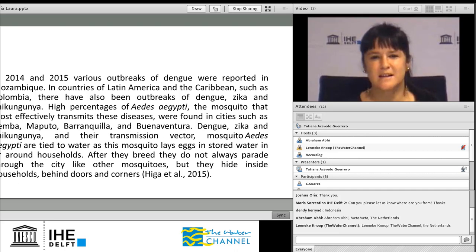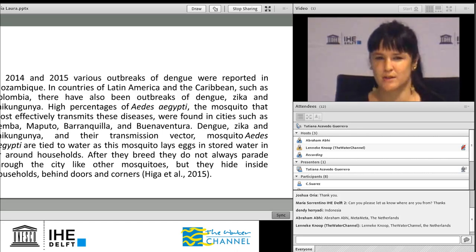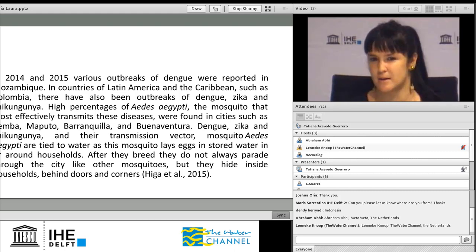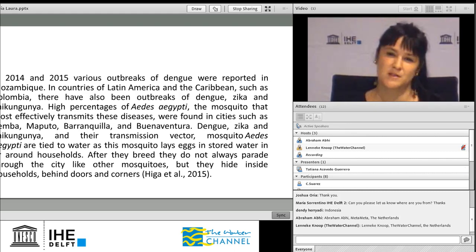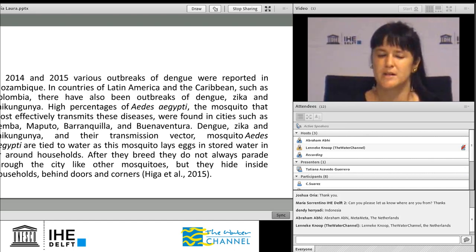Dengue, zika, and chikungunya and their transmission vector, the mosquito Aedes aegypti, are tied to water, as this mosquito lays eggs in stored water in or around households. It is important to mention that after they breed, these mosquitoes do not always parade through the city like other mosquitoes, for example Anopheles, the one that transmits malaria, but they hide inside households behind doors and corners. So this is a daytime feeder mosquito.